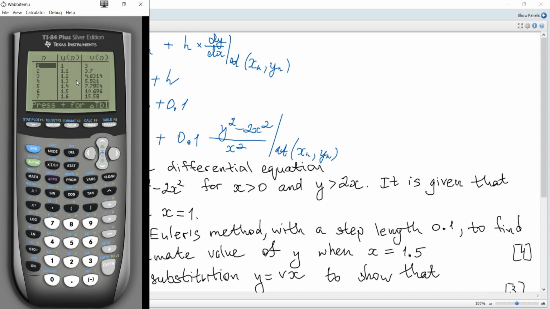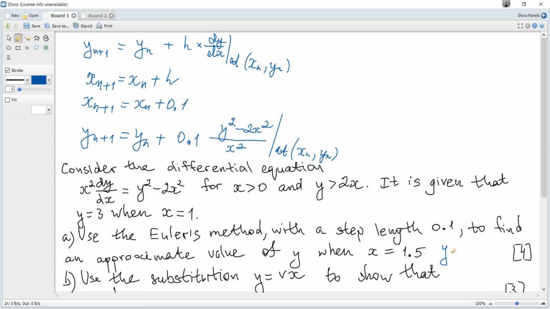And we get results, and we need x 1.5, and we can see v is y, so to three significant figures the required value is 10.7, so y is 10.7.